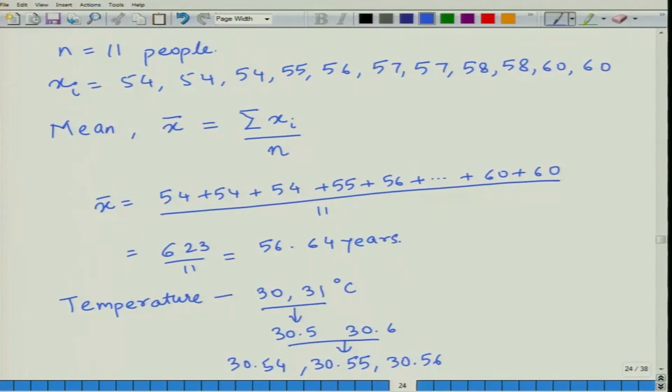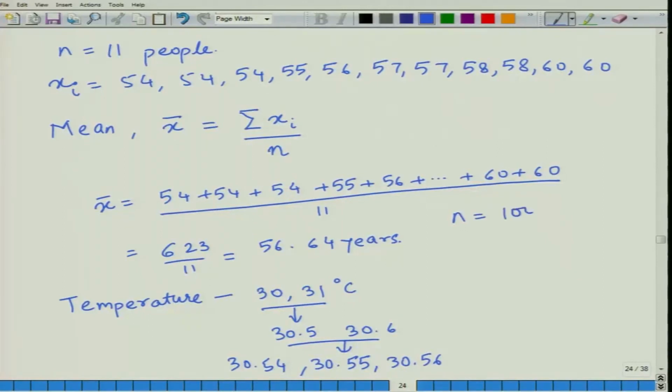On the other hand, we have some discrete variables. Discrete variables like number of trees in a forest stand. So, the number of trees can be 100, it can be 101 or 102, but you cannot have any value in between 100 and 101. So, you can never have 100.5 trees, that is not possible. So, those are discrete data.